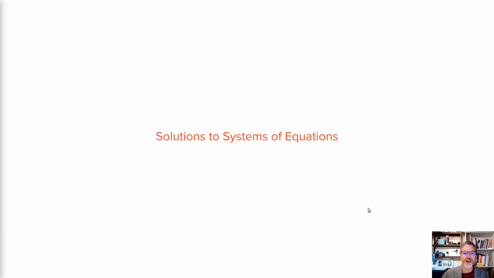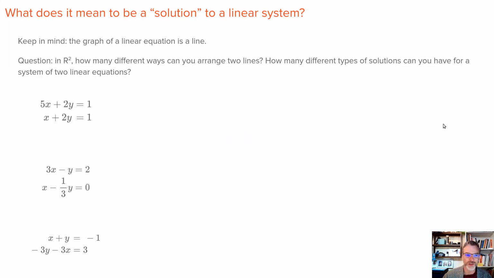Okay, now we'll look at the different types of solutions you could get for a system of linear equations. Let's go back to the two equations, two unknowns situation. These are lines in the plane in R2. And if you think about it, let's look at this first question here. How many different ways can you arrange two lines?